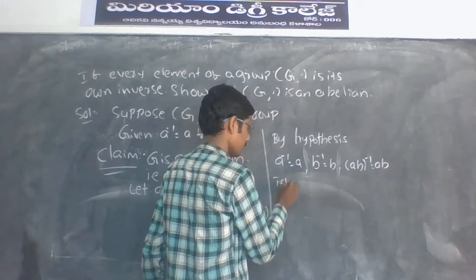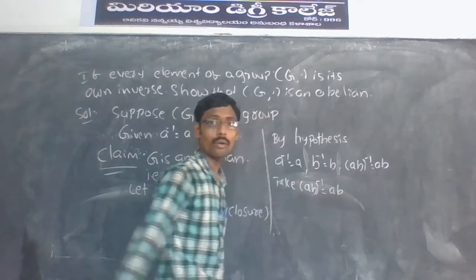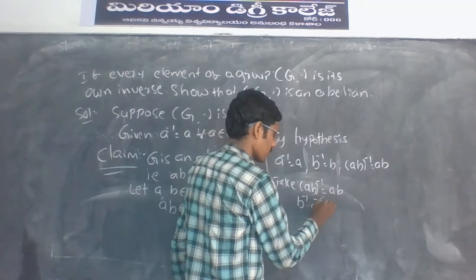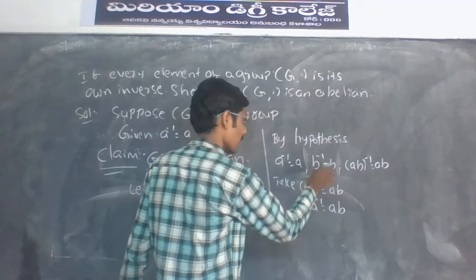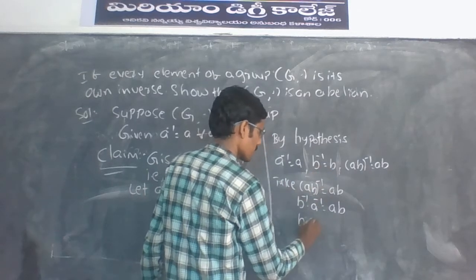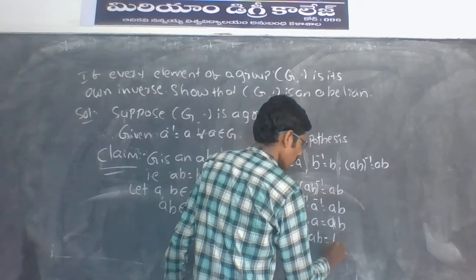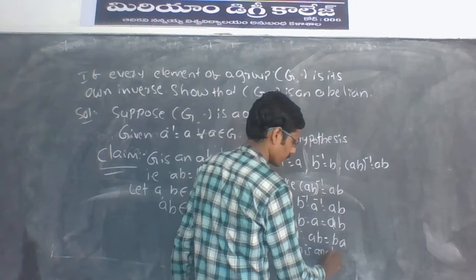Take (AB) inverse is equal to AB. We have (AB) inverse is equal to B inverse into A inverse. That is equal to AB, since B inverse is replaced by B and A inverse is replaced by A. That is equal to BA. Therefore, AB is equal to BA. Therefore, Z is an abelian.